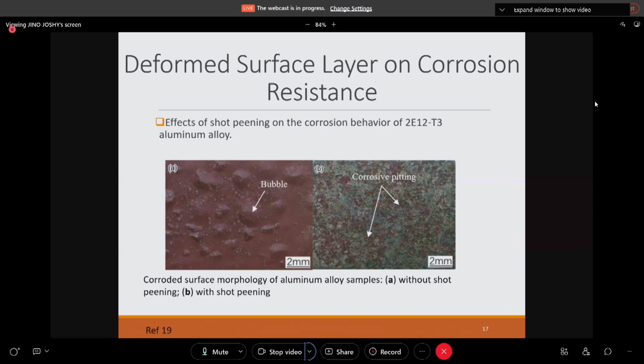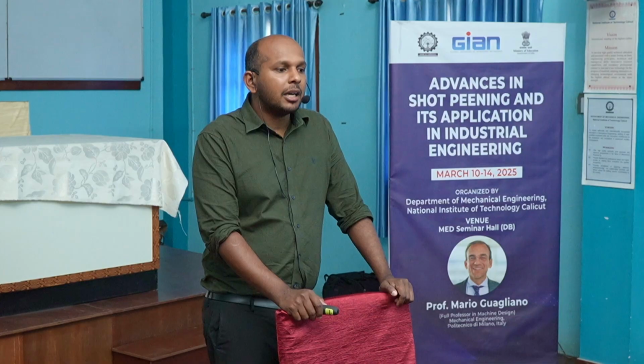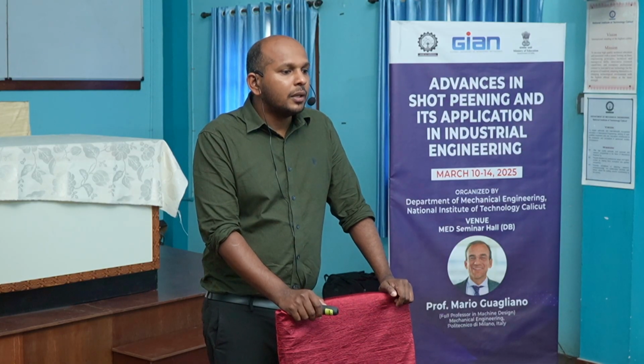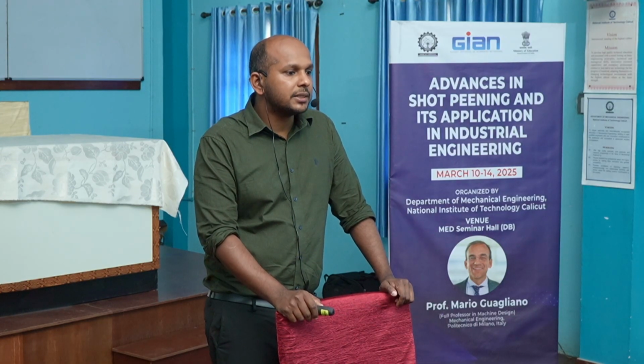Similarly, another study was conducted on an aluminum alloy. Here they conducted exfoliation corrosion studies. The red color is the normal sample and the right side is the shot peened sample. In the left sample we can see discoloration at 96 hours of exfoliation studies, and bubbling happened on the material. Even though we did the shot peening on the right sample, nothing happened to that sample. There are small pits, but the shot peening process heavily improved the corrosion properties of this shot peened sample.